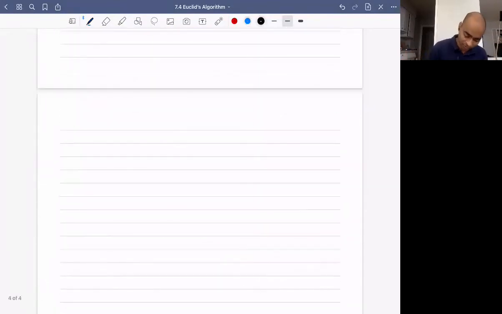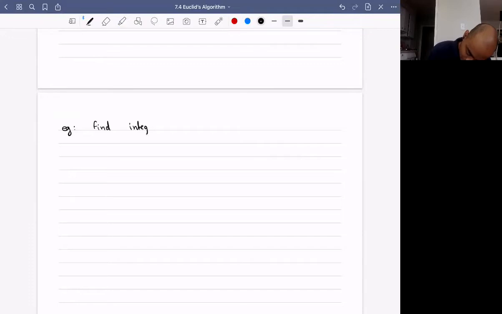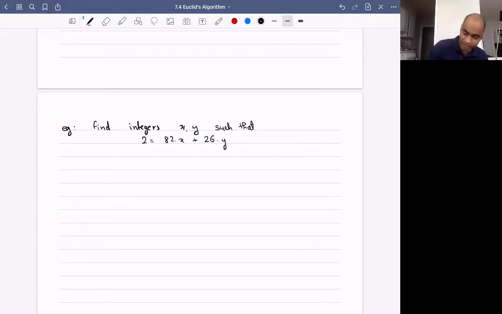So here we go. We'll stick to the same numbers, and I'll say find integers, very important, x and y, such that 2 is equal to 82 times x plus 26 times y. And why 2 on the left? Because recall that we showed earlier that 2 was the GCD of 82 and 26.